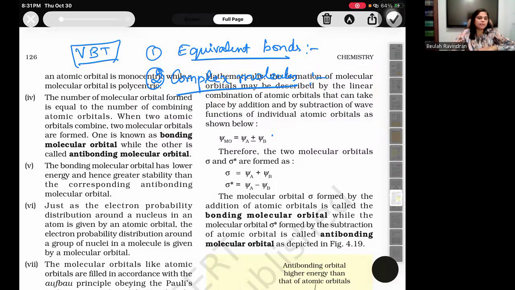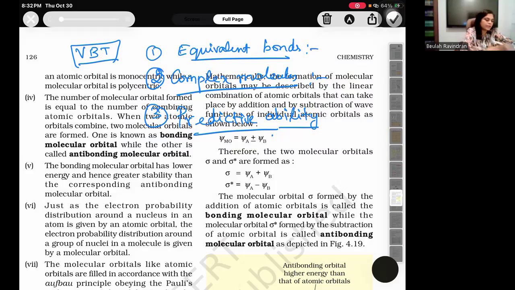Then the third one is predictive ability. There are some limitations in anticipating and describing the properties of molecules beyond simpler structures. Take down this. What is the predictive ability? There is a limitation in anticipating and describing the properties of molecules beyond simple structures.